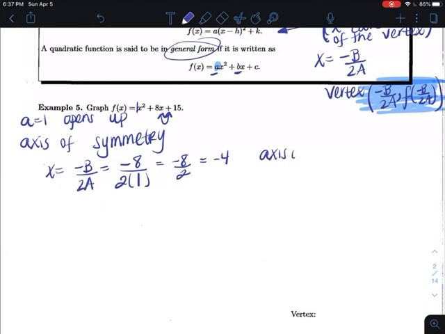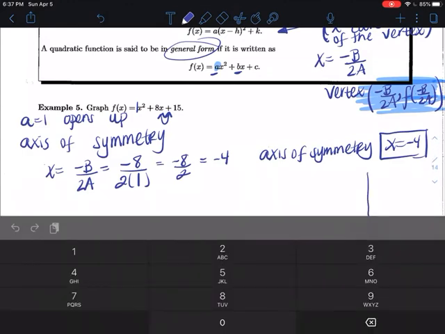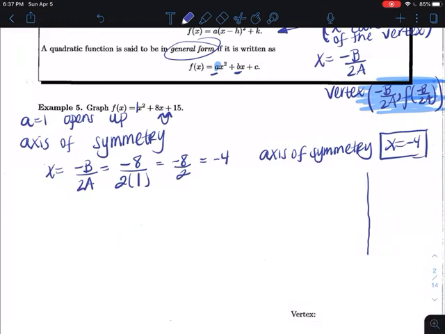So if you're asked what the axis of symmetry is, it will be x equals negative 4. You have to type it in as an equation. It's the vertical line x equals negative 4. What does that look like?